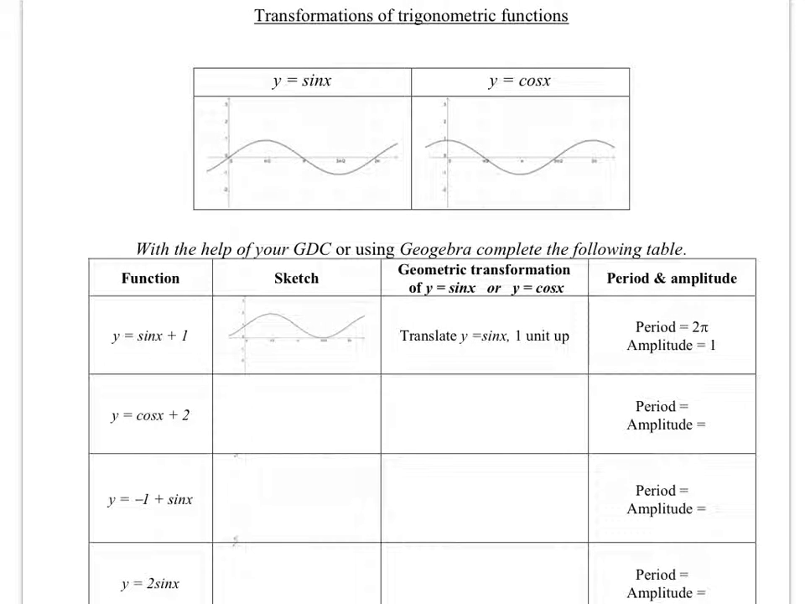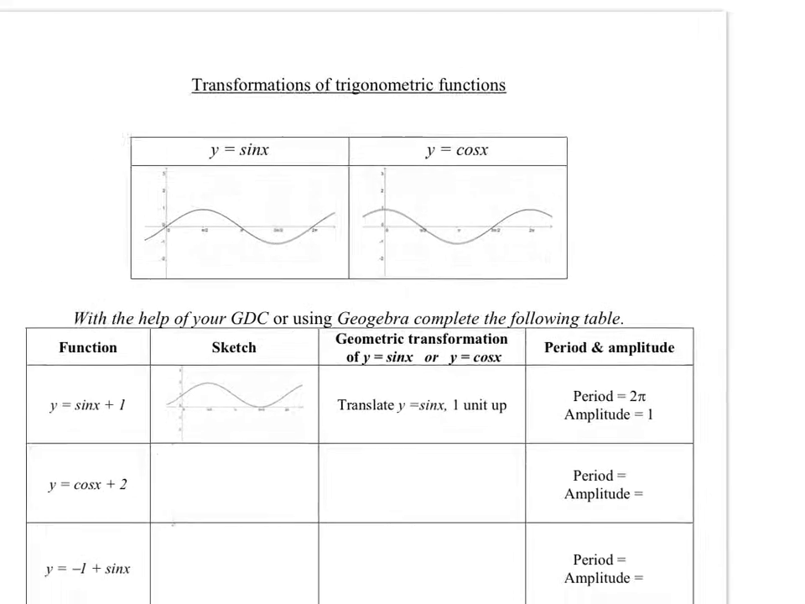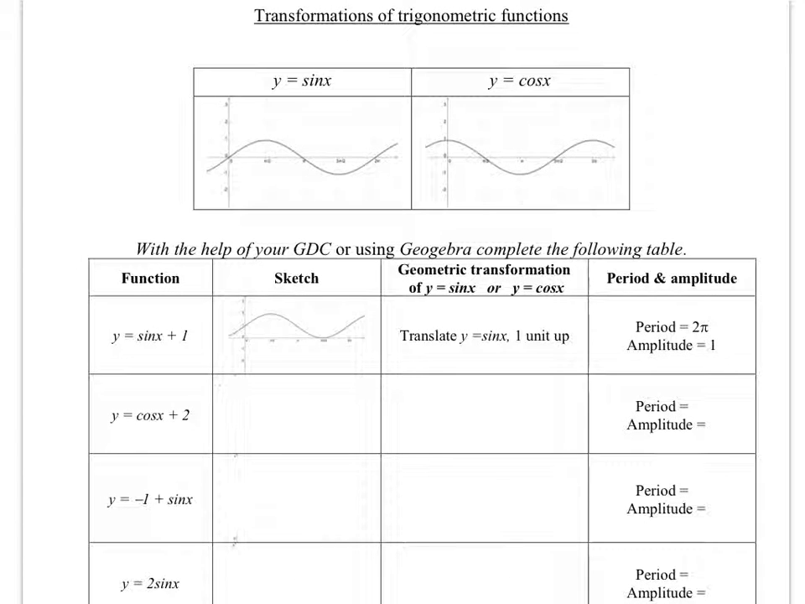In this video, we're going to look at how we can transform these basic trigonometric functions like this one here and this one here, the sine and the cosine, with expressions like this where we're adding one on, or we're doing something to the original function, and what happens to the graph when we do that.